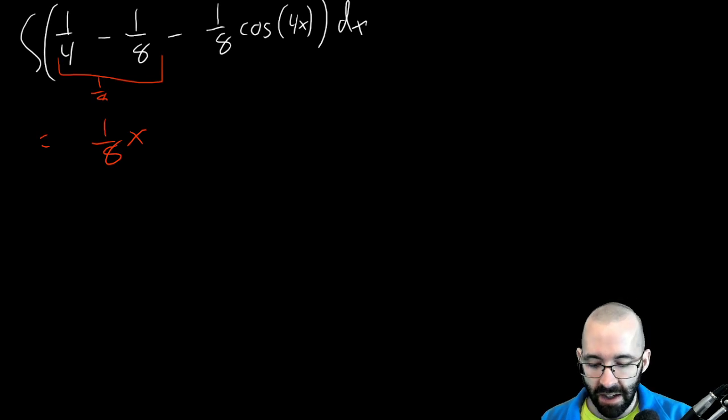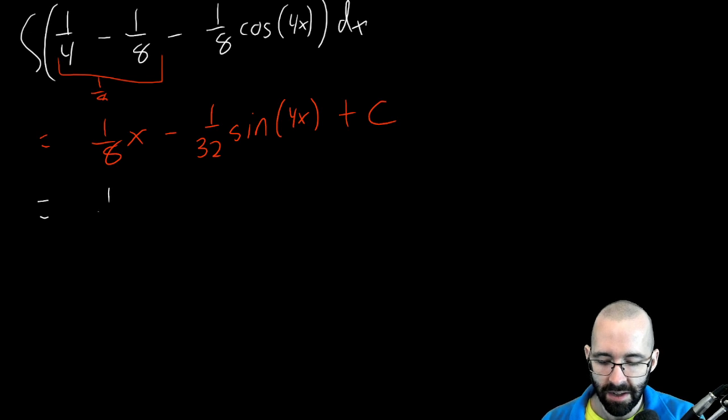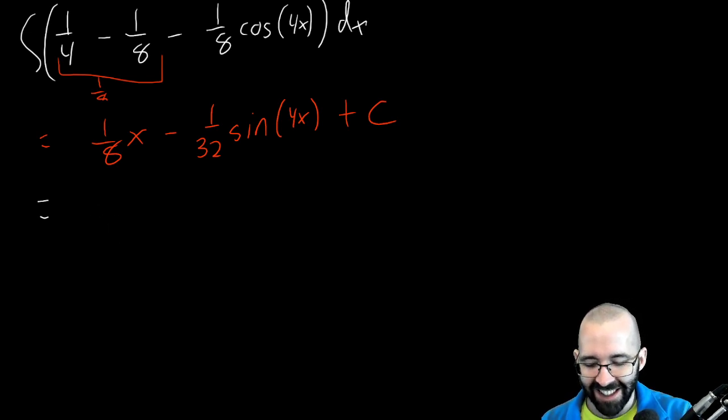Antiderivative of cosine is sine. But because of the chain rule, we're going to have to compensate for that and divide by 4. And we'll be back to our regular color and get... Oh, wait, we're already done. That's just the answer. Right? There's nothing else to do.